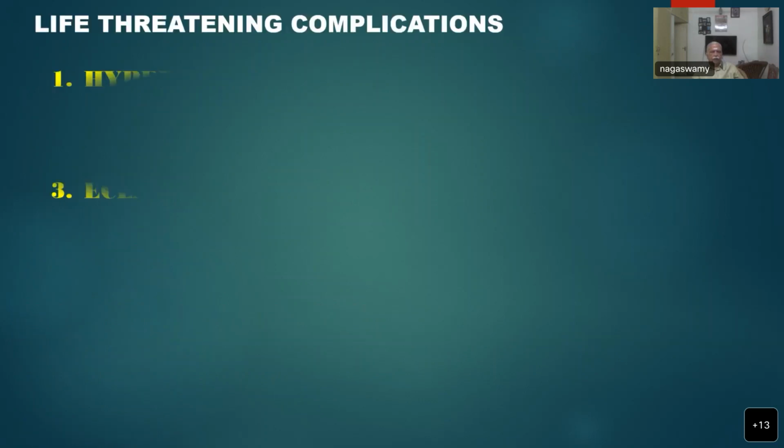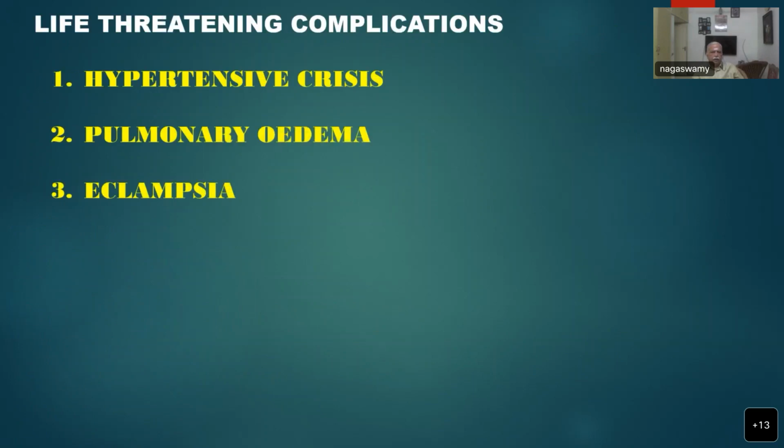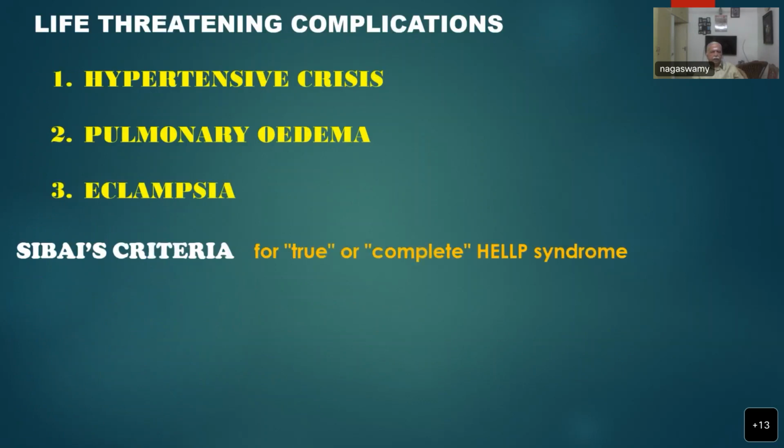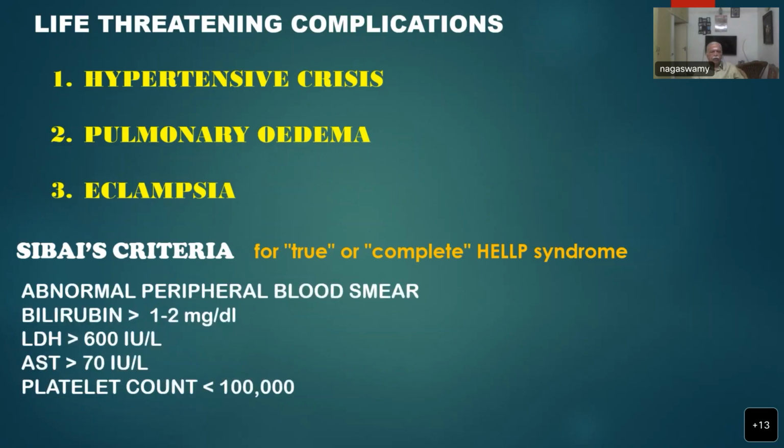What are all the life-threatening complications? Hypertensive crisis, pulmonary edema, eclampsia. These are the three life-threatening complications of eclampsia. And Tibi's criteria is used to distinguish true or complete HELLP syndrome, which has an abnormal peripheral blood smear, where the reticulocyte count will be more. Bilirubin is more than 1 to 2 milligram. LDH is more than 600 international units. AST is more than 70 international units, and platelet count less than 100,000. These are all the factors to classify a patient as true or complete HELLP syndrome, which is called the Tibi's criteria.